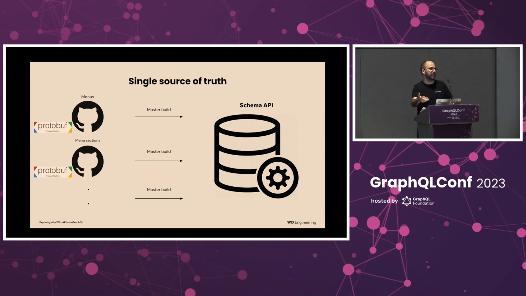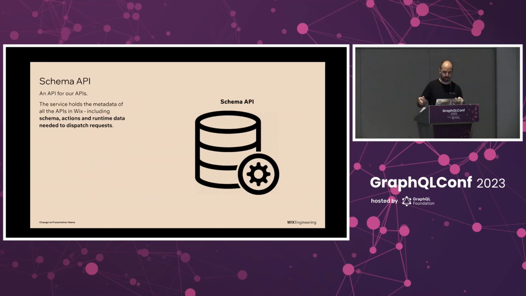Each API can be in whichever GitHub repo it wants. But during the master build, we have a service that gathers all of the APIs and all of the proto files, parses them, and saves them within the service. The service is called in Wix the schema API, and basically it's an API for our APIs. You don't need anything beside this API to call an API in Wix, in whichever protocol you would like.